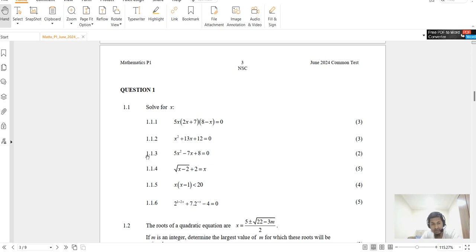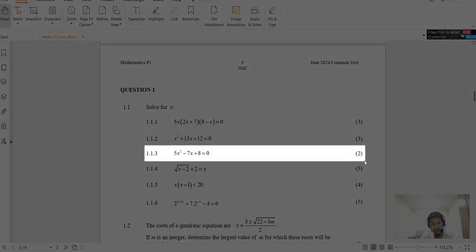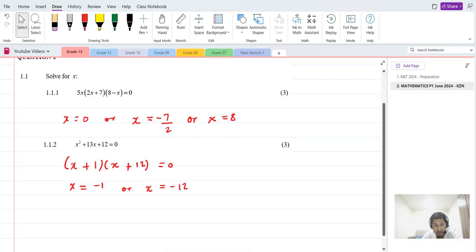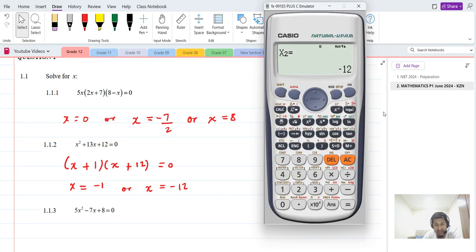Taking question 1.3. Right, so we're going to attempt to solve this on the calculator and check. If it doesn't work out, then obviously we will use the quadratic formula. So let's use the calculator as we're doing. Option number 5, option number 3, 5, minus 7 and 8, press equals. Right, so what is this? 5, minus 7 and positive 8. This doesn't work out, so we're going to have no solution.